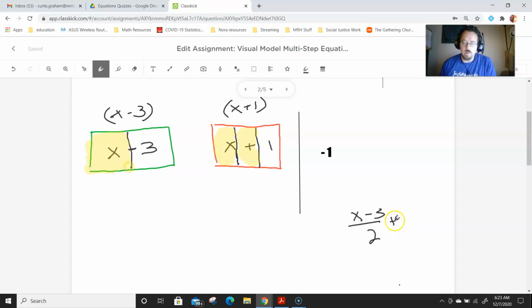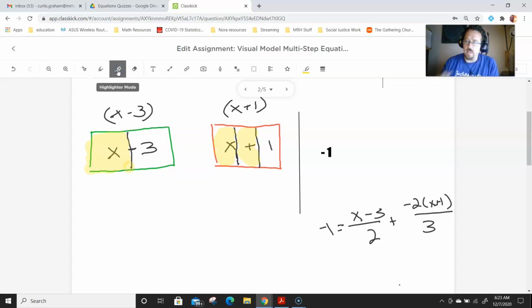On this side, I'm just going to do plus, and I already have two groups, so I have negative 2 x plus 1. I have two groups of x plus 1, and it's negative. And this is all equal to negative 1. Okay. So I'm going to get rid of these the same way I did with the other one. So I'm going to go ahead and think about finishing this one first.